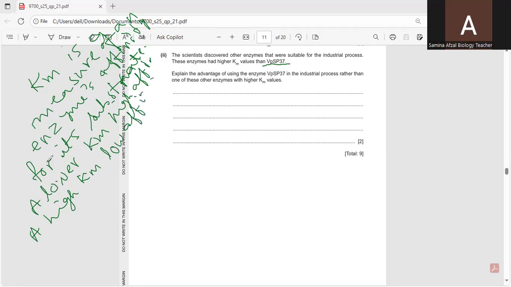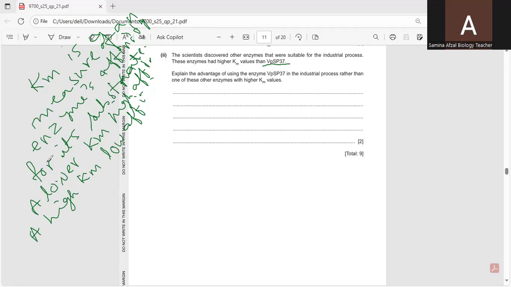It means if the reaction is taking place very fast and the Km value is very low and the reaction has proceeded in a short time, it has higher affinity. And if it is taking place very slowly, it means it has very low affinity. So it is taking time. So here this enzyme is very suitable because it has a low Km value. So, higher efficiency at lower substrate concentration.